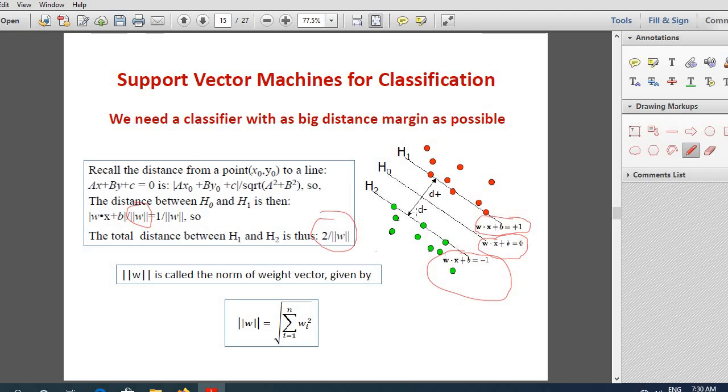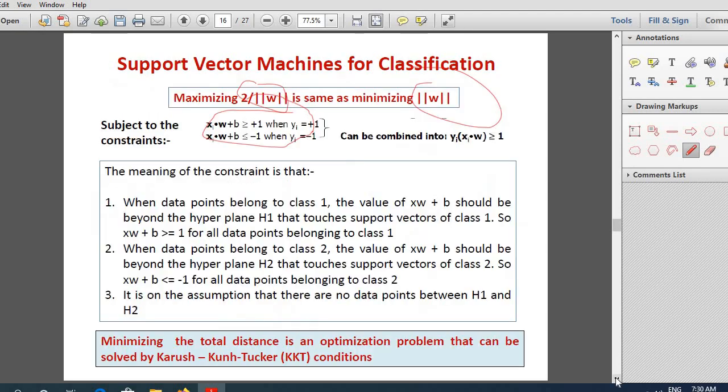Similarly, for green support vectors, you have given an output function value of -1. You are assigning it that way. And for all the other points belonging to the green class, you are going to make the output function value less than -1. It should be beyond the surface. Less than -1 here, and greater than +1 for the other class. So these are the constraints.